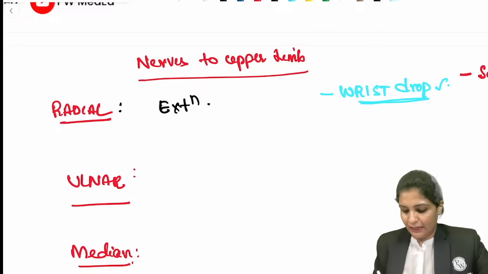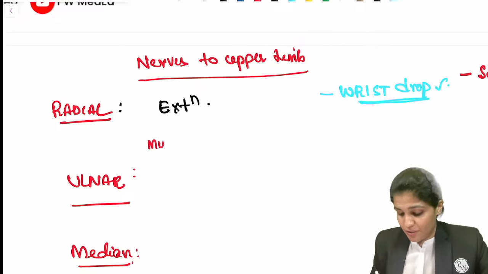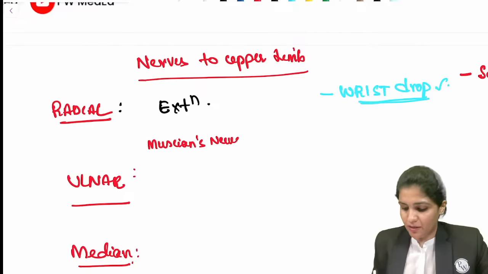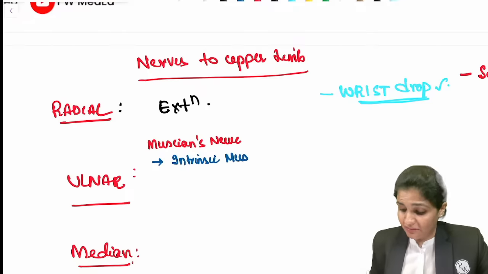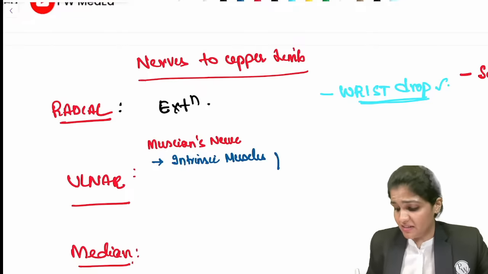And then this is the ulnar nerve. So what is the ulnar nerve? It is called the musician's nerve. So what is this musician's nerve? That means it supplies the intrinsic muscles of the hand. Now the question arises, what are the intrinsic muscles of the hand? So they are your lumbricals.